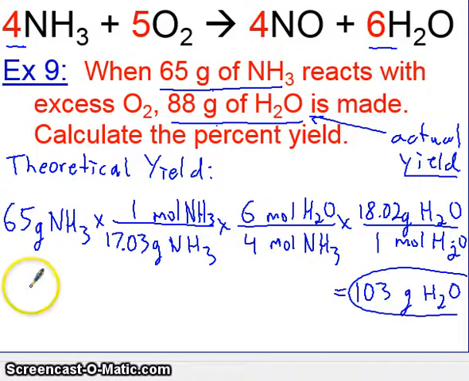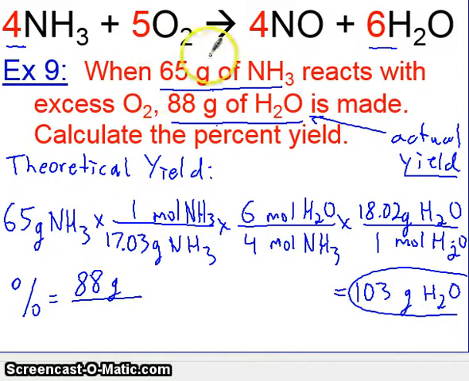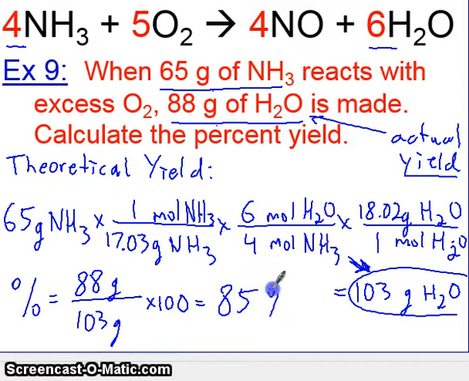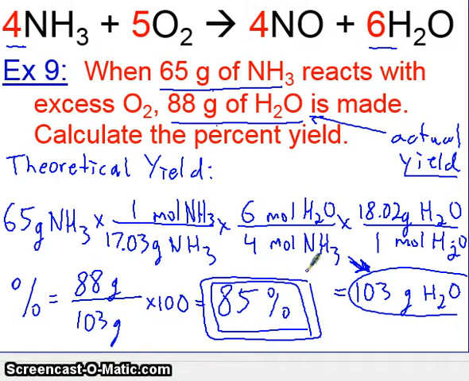Okay, so let's go ahead and calculate our percent yield. And percent yield is our actual, which is 88 grams, divided by our theoretical, which is 65. I'm sorry, which is 103 grams, not 65. 65 is what we started from. 103 grams. Don't forget to multiply by 100. And do this calculation with me. 88 over 103 times 100 should give you 85% yield. And this is the final answer. So we essentially produced 85% of the product that we should have.